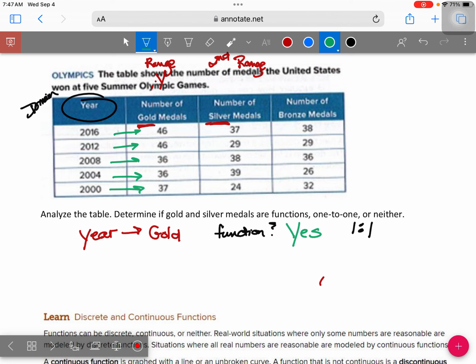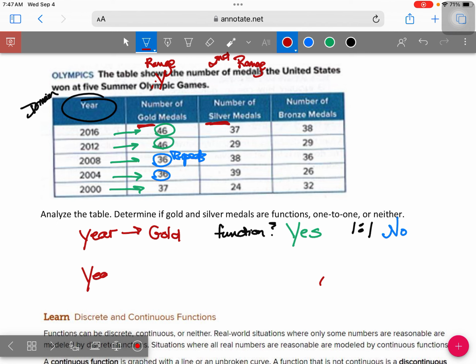Jordan says no. Why not? Yeah, we have numbers repeating in our range. So we have 2 of them there. We have 2 of them here. These are repeats. So this is a no. So it's a function, but it's not a one-to-one function, okay?